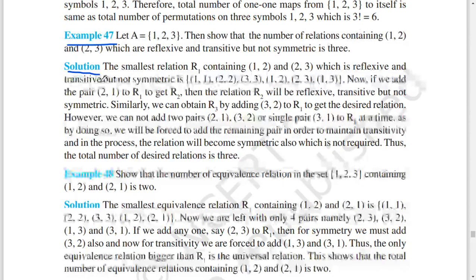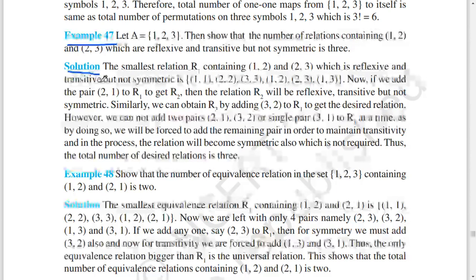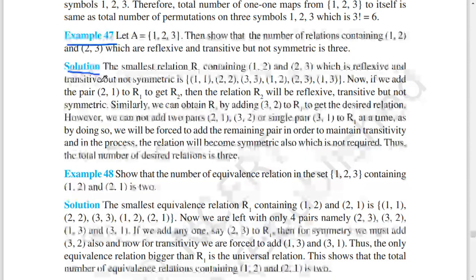Now if we add the pair (2, 1) to R1 to get R2, then the relation R2 will be reflexive, transitive but not symmetric. Similarly, we can obtain R3 by adding (3, 2) to R1 to get the desired relation. However, we cannot add two pairs (2, 1), (3, 2) or the single pair (3, 1) to R1 at a time, as by doing so we will be forced to add the remaining pair in order to maintain transitivity, and in the process the relation will become symmetric also, which is not required. Thus the total number of desired relations is 3.